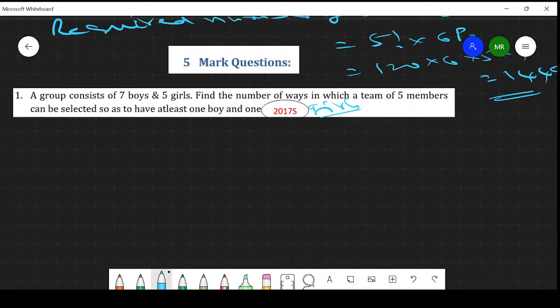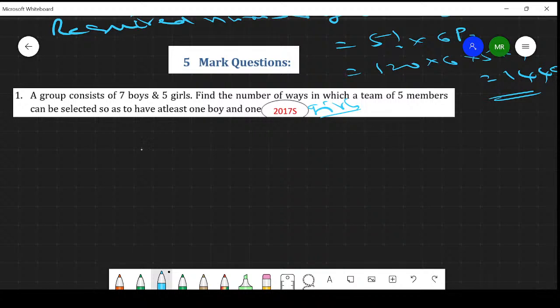Correct? 7 boys and 5 girls. Find the number of ways in which a team of 5 members can be selected so that there is at least one boy and one girl. Think about at least one boy and one girl: what cases do we get? All the possibilities we consider. Minimum they are saying here.